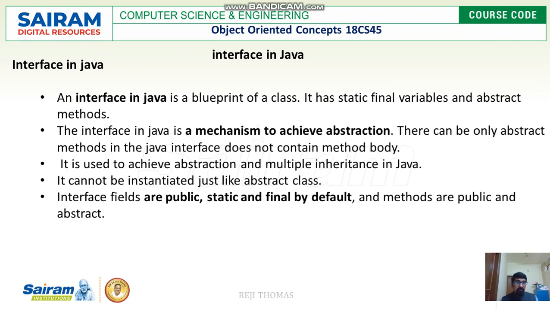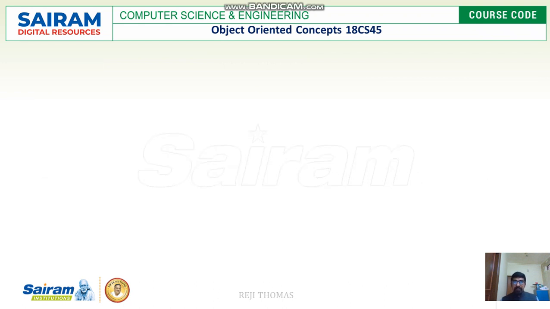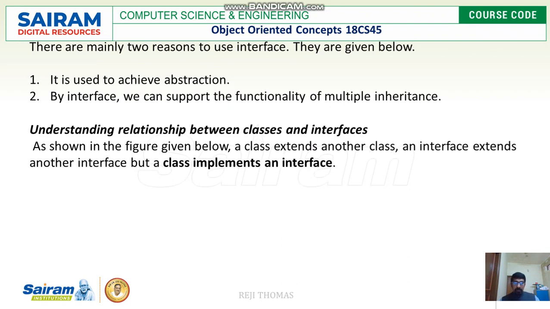We know that Java does not support multiple inheritance through classes, but through an interface we can have multiple inheritance. And the last point is that interface fields are public, static, and final by default. If you don't specify, they are going to be public, static, and final. And all the methods are public and abstract. You know what an abstract method is? These are methods which do not contain any body, any implementation. Let us see a small example which will give you a better idea.